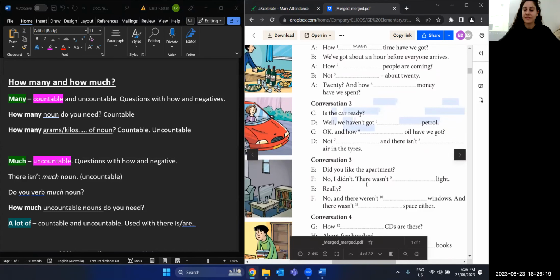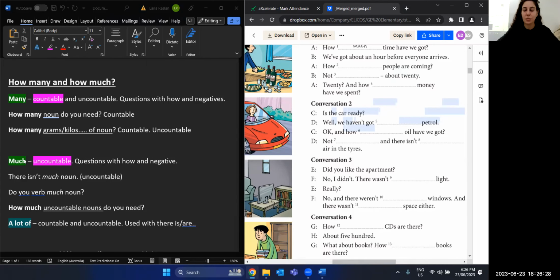Okay, conversation 2. We haven't got much petrol. Yeah, petrol is uncountable. How much oil have you got? Yeah, and how much oil have we got? Because it's uncountable.